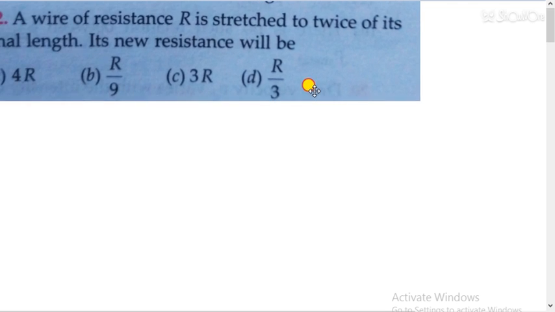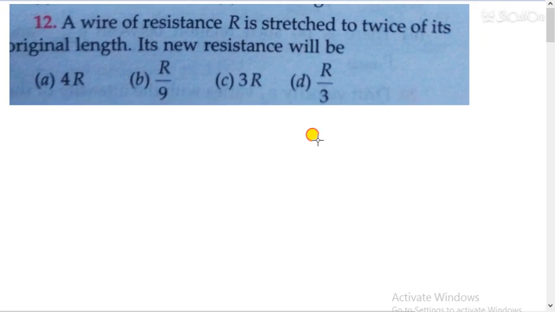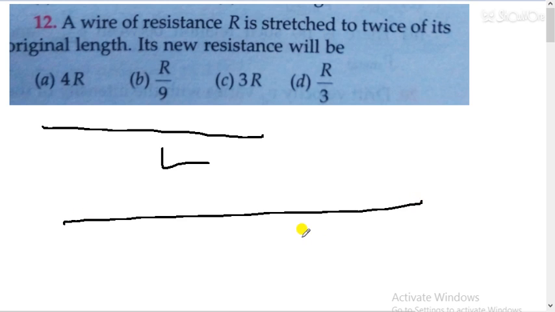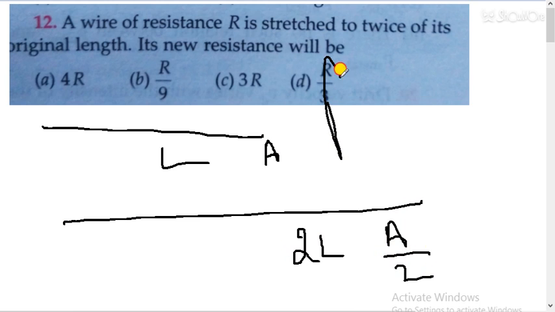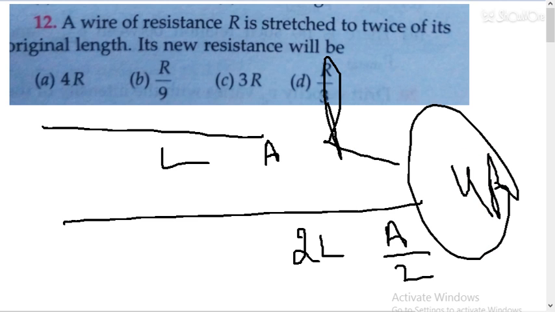So stay here. The next question is: a wire of resistance R is stretched to twice its original length. Its new resistance will be? So he is asking about the new resistance. Earlier length was L and the new length is twice the original length, that means new length will be 2L. Earlier area is A, the new area will be A by 2. We have done such types of questions. In this type of question, if this resistance is R, this resistance will become 4R. After doing 3 or 4 such questions, your answer will be clear and you can mark the answer without solving it. So 4R will be the right answer for this question.